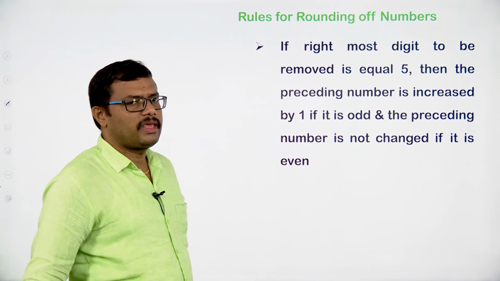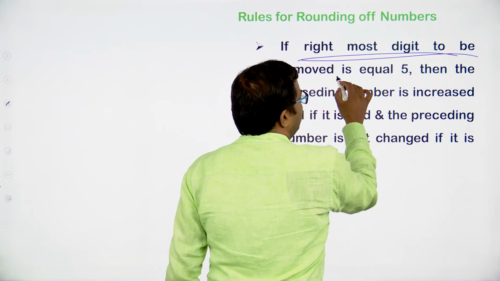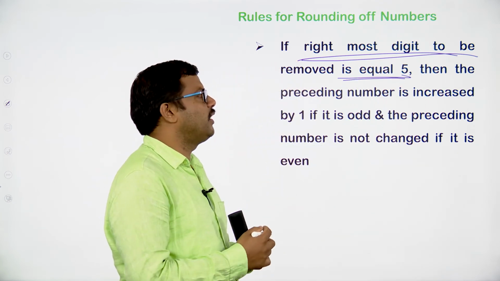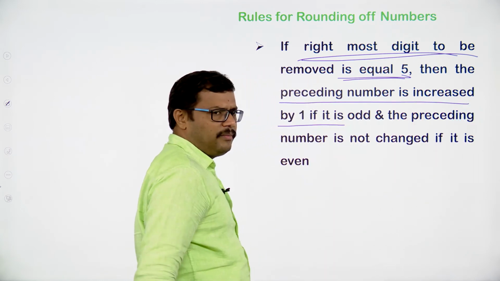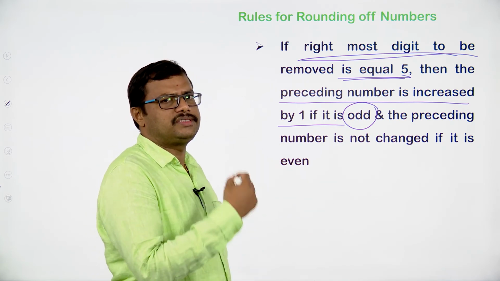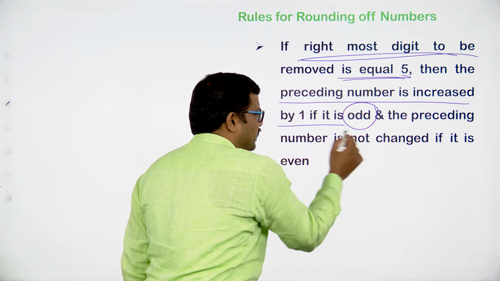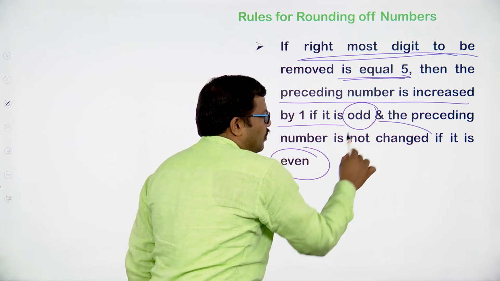For suppose, if the rightmost digit to be removed is exactly equal to 5, in that case what do we have to do? Then the preceding number is increased by 1 if it is odd. If the preceding number, the before number, is odd, we will increase it by 1. Otherwise, if the preceding number is even, we are not going to change it.